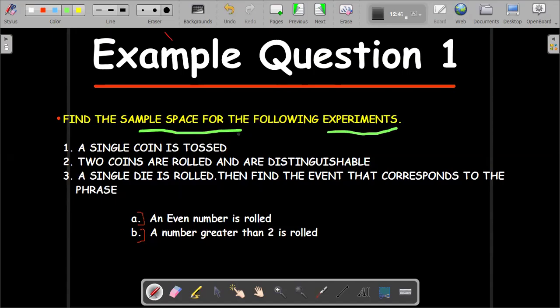So this question here, guys, looks simple, but I've seen people failing to give what the sample space is. So the sample space, we said, is just the total outcomes from the experiment. So the first one here, the experiment that we have is a single coin is tossed. So if a single coin is tossed, what is the sample space?